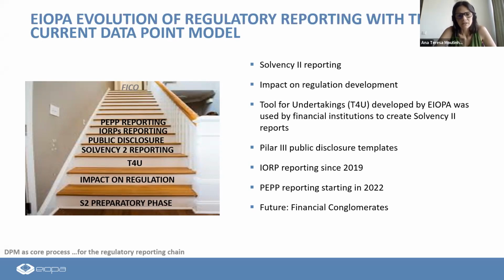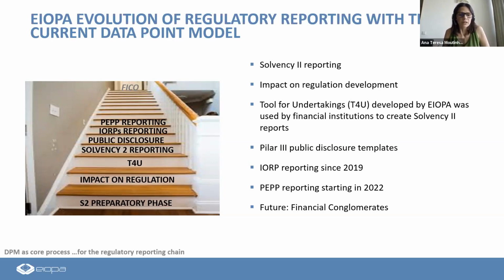Then, of course, it became easier. So that's, I think, where the steps became smaller because it became easier to see what was the next natural step. So when we had to develop EIOPS reporting, so for pension funds and for the PEP, it was, of course, very obvious that we should use the same methodology and we should be consistent across reporting frameworks.